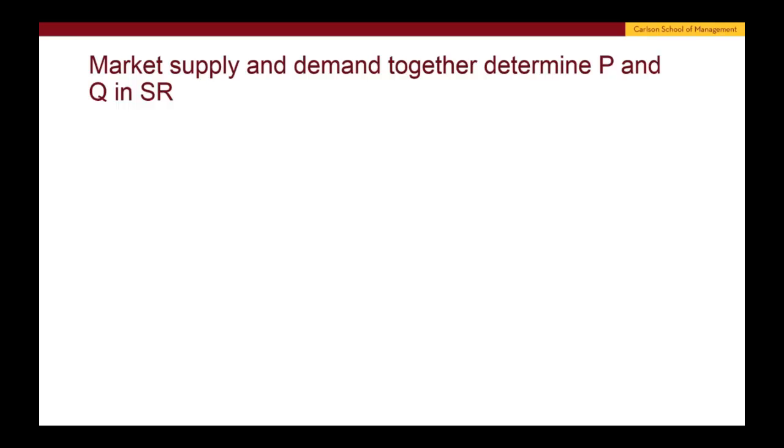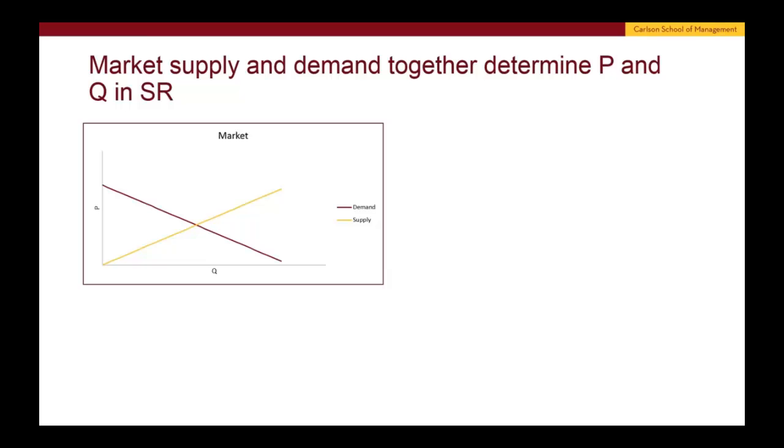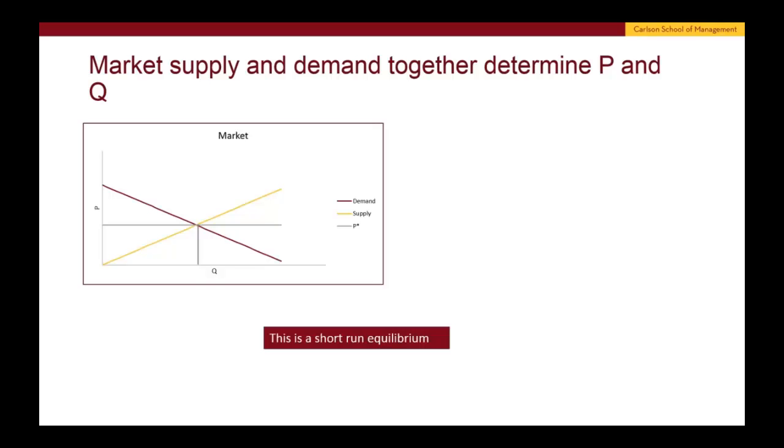First, let's just see how short-run supply and market demand work together to determine price and quantity. Here we have a market demand curve and the short-run market supply curve that we derived in the last set of modules. The idea is that the market equilibrium arises at the intersection of supply and demand. So the price and quantity are determined by the market demand curve and the short-run supply curve, as these horizontal and vertical lines in this diagram show. This is a short-run equilibrium.